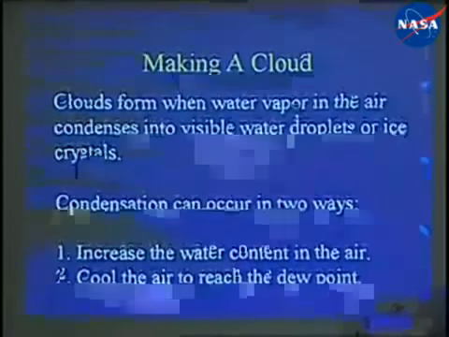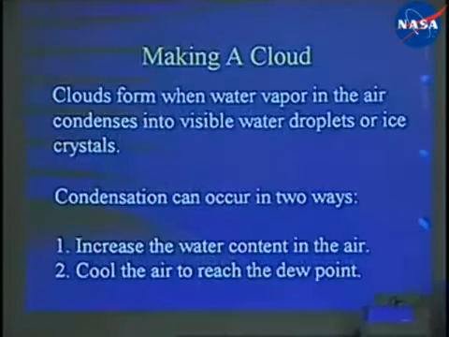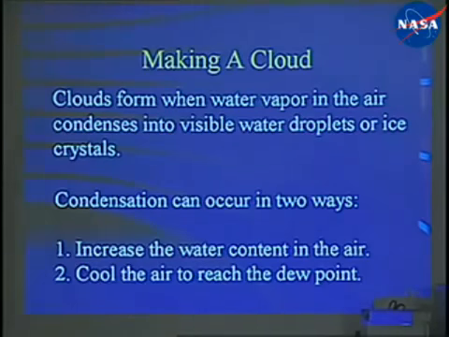Now, there are many ways we can make a cloud, and generally when clouds form, the water vapor in the air has to condense into visible water droplets or ice crystals. In order to do this, the humidity in the atmosphere has to reach 100%. This condensation can occur in two ways. One way is to increase the water content in the air, which is generally kind of difficult to do. The other way is to cool the air so that it reaches its dew point temperature.